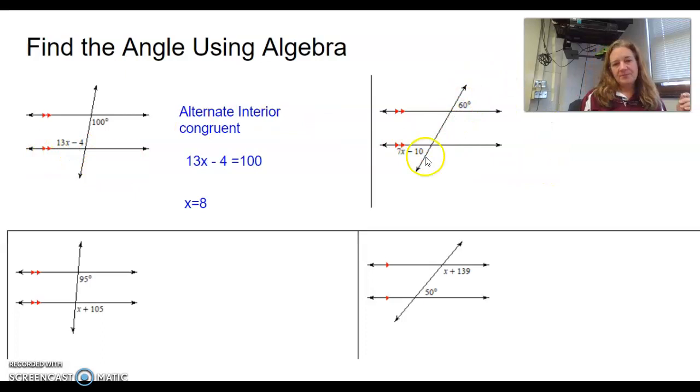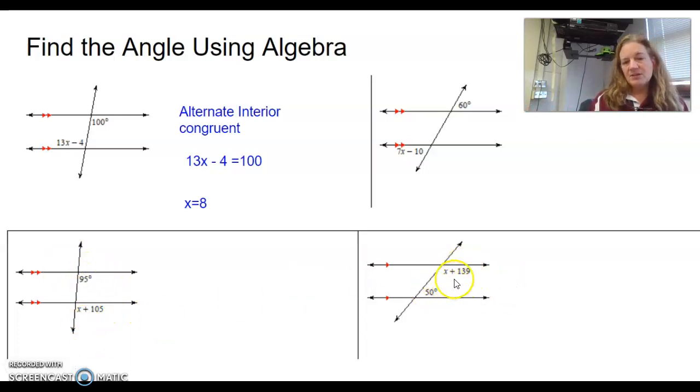What about this one? Are they alternate or same side? They're alternate, so you're going to do this. Are they congruent or do they add up to 180? What about this one? Oh, this is the last page. What about this one? What kind of angles are these? Are they congruent or do they add up to 180? Those are the questions you ask, and then write your equation.